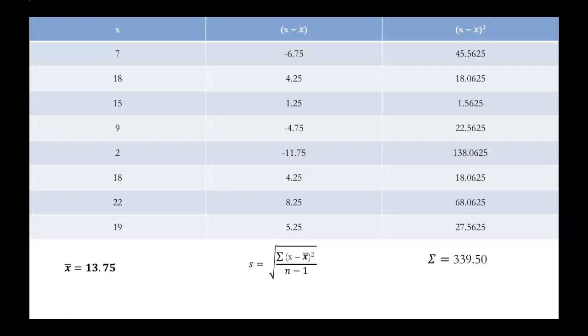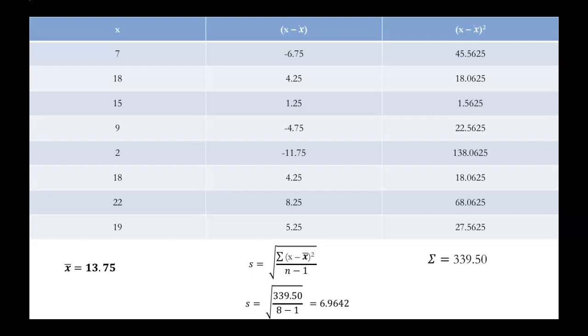Well, our n is our sample size, right? So we count how many values we have, and we have 8. So n is 8. So we plug in our numbers. So your sample standard deviation is the square root of 339.50 divided by 8 minus 1. You do that math, and you'll end up with 6.9642.